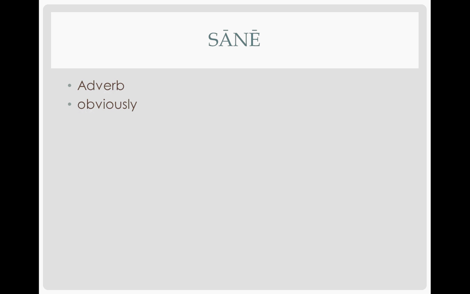Saevus is a 2-1-2 adjective meaning savage or cruel. Sane, different from what we had before. It's an adverb meaning obviously, and you're going to know it's different from the adjective sanus because of the long mark here and here. Si is a conjunction meaning if.